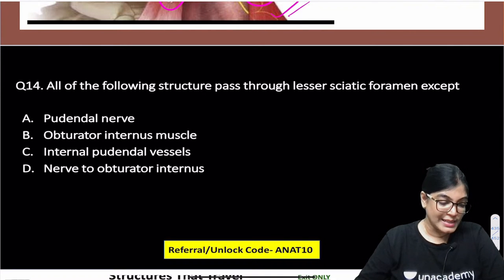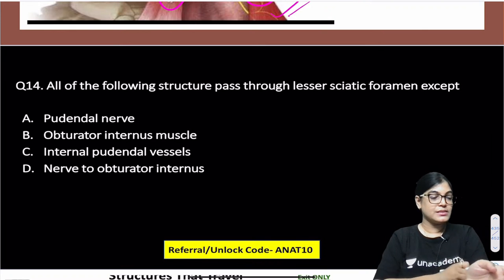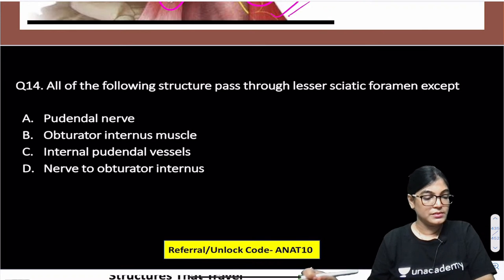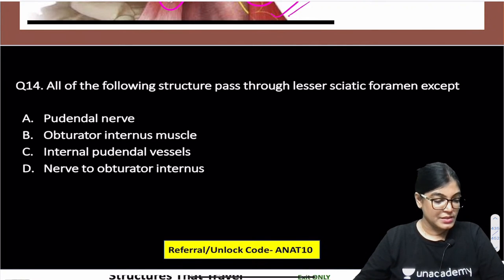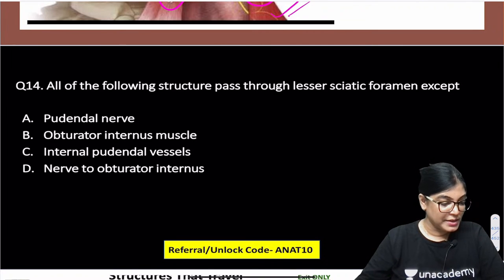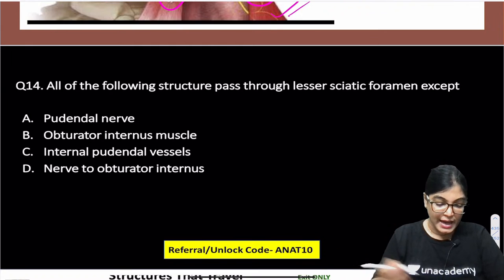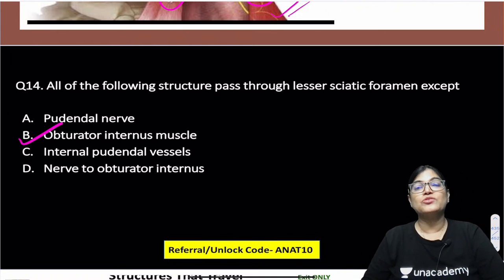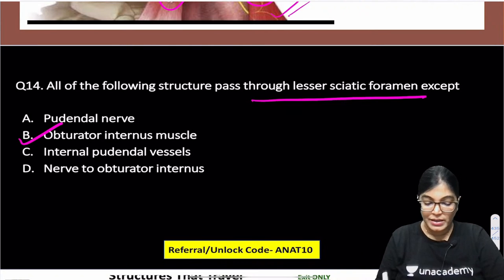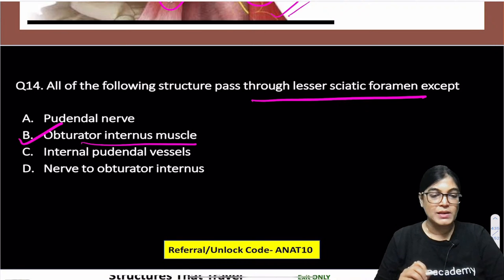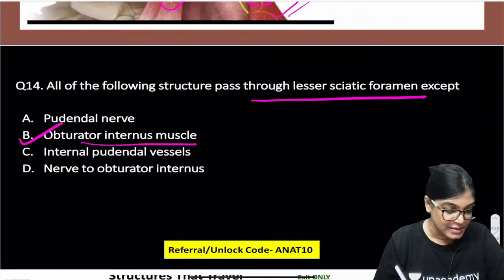Which one of the following is correct? Question number 14. Okay, so I am getting answers. Sam is telling B, Saransh is telling B, Tariq is telling B, Sadaf is telling B, and the correct answer is also B. Actually, through the lesser sciatic foramen, obturator internus muscle is not passing, tendon passes.